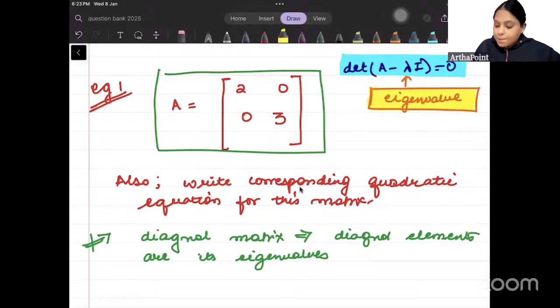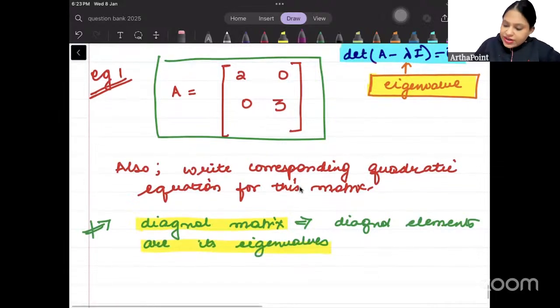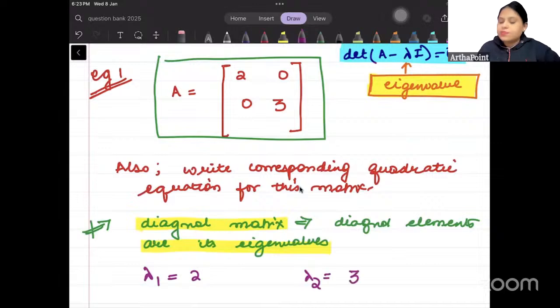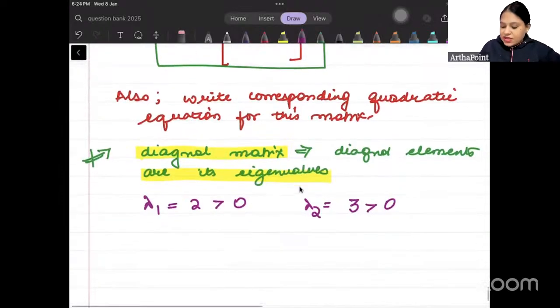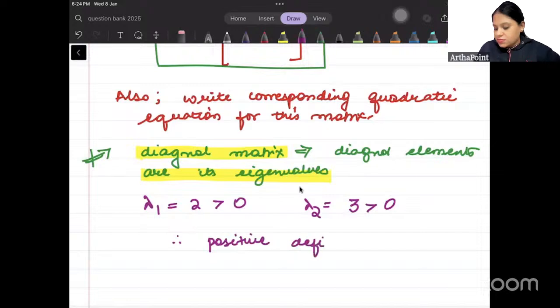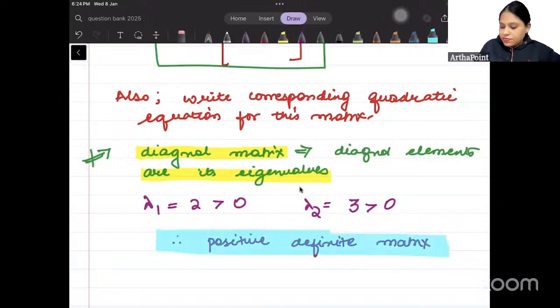Now what we are saying? We are saying कि जो भी एक diagonal matrix होता है, मतलब non diagonal elements 0 होते हैं, for that the diagonal elements are its eigenvalue. तो इसका दो ही eigenvalues आ गया, lambda 1 is 2 and lambda 2 is 3. And both of these are greater than 0. So we can say that this is a positive definite matrix. This can be one method.